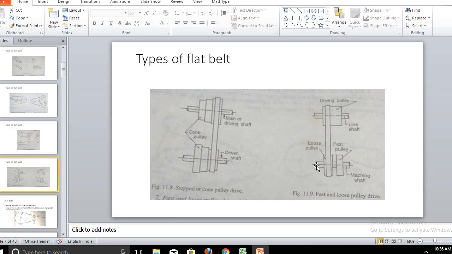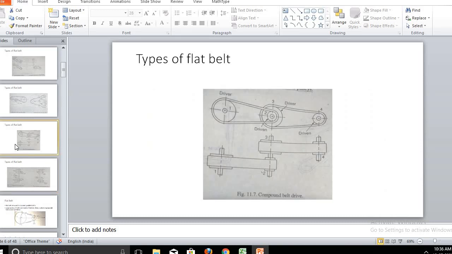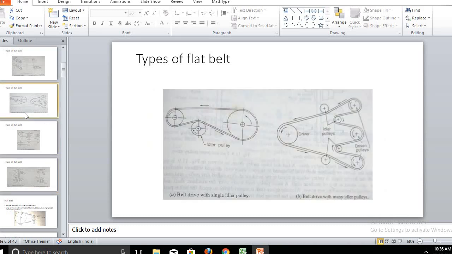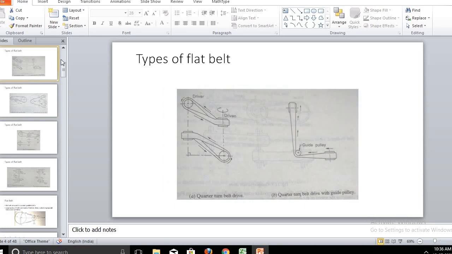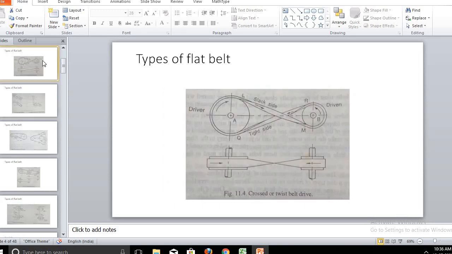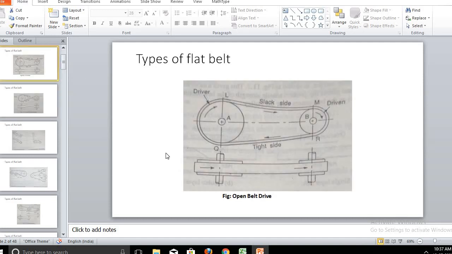So this arrangement we can generally observe in the carpentry workshop. Such arrangements are provided in machine shops. These are generally observed in any machine and are used generally in a carpentry workshop. These flat belt drives are used for power transmission. So there are different arrangements we observe in this case: compound belt drive, idler pulley, or quarter turn belt drive. Such arrangements, crossed belt drive, open belt drive, these types of arrangements we observe in the flat belt drive, and these are used for power transmission according to application.